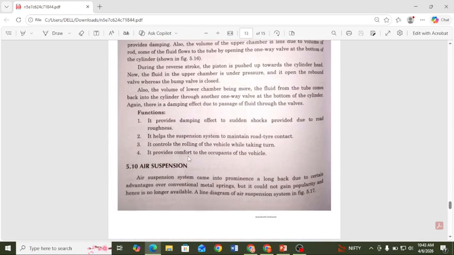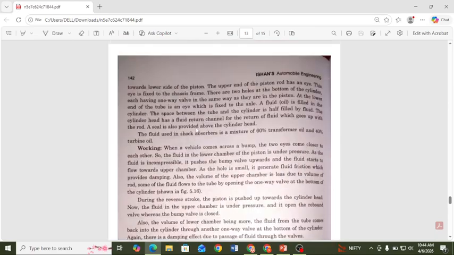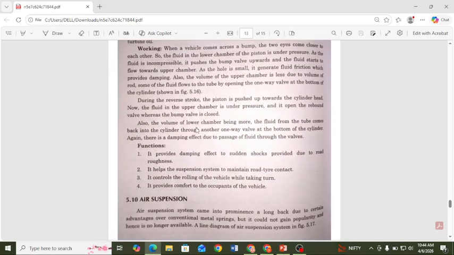So the functions we discussed in the last lecture are the damping effect to sudden shocks due to the roughness of the road, and it is helpful to the suspension system to maintain road tyre contact. With the help of road tyre contact we can control the vehicle while taking turns, and it provides comfort to the occupants of the vehicle.